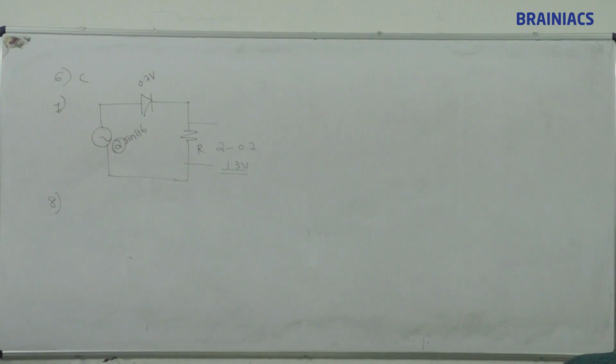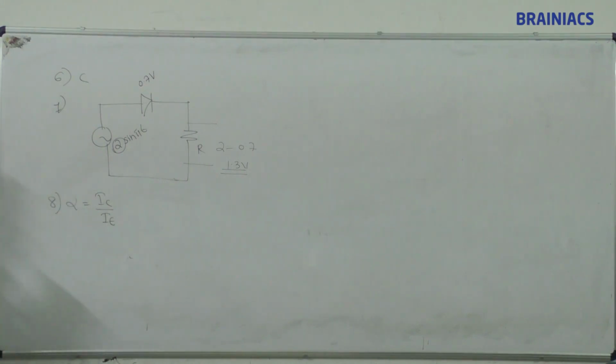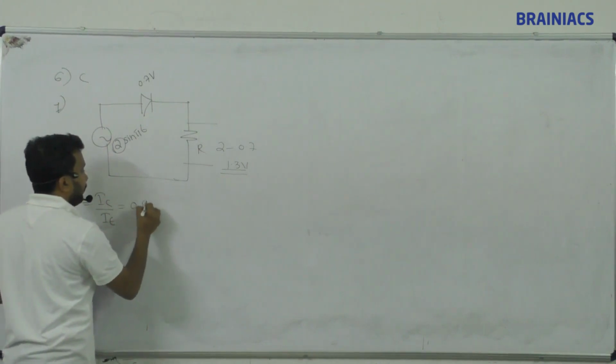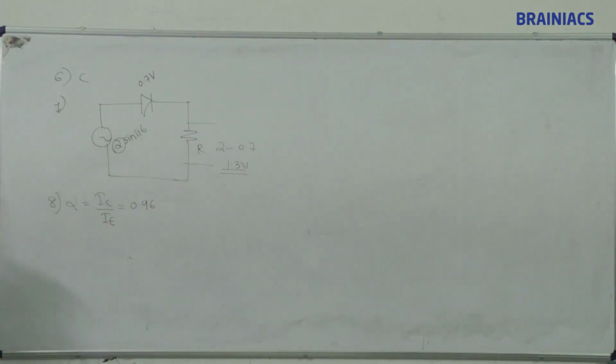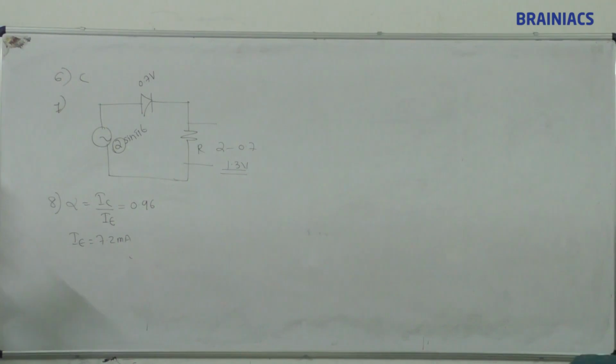Eighth. Current gain of a transistor working in a common base amplifier, like alpha, beta or gamma. Common base, alpha. So alpha equals IC by IE. Alpha in common base, right? The current gain of a transistor working as a common base amplifier is 0.96. Emitter current is 7.2 milliampere. The question is, what is the base current?